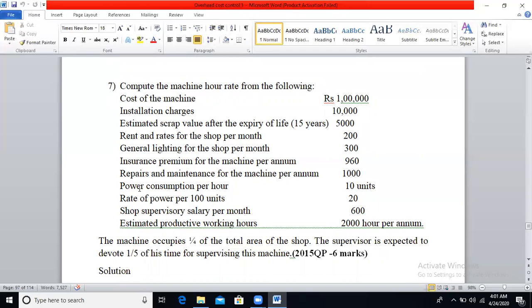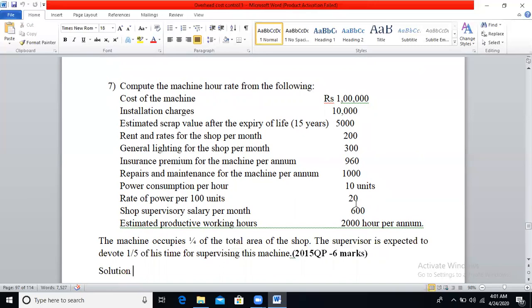Power consumption per hour. So power consumption per hour, there are 10 units we are producing by consuming this power. Rate of power for 100 units they have given. So for 100 units it will be 20.